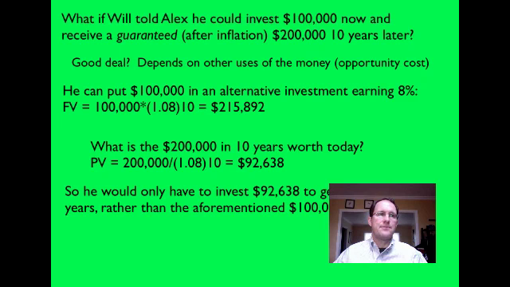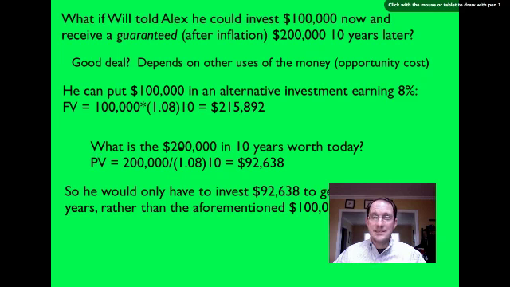Let's take another example. What if Will told Alex he could invest $100,000 now and receive a guaranteed $200,000 10 years later? Is it a good deal? I don't know. Depends on other uses of the money. Let's see what else he can do. He can put $100,000 in an alternative investment earning 8%. Well, let's see then what the future value of that $100,000 looks like. Future value equals, again, $100,000 times 1.08, that's the interest rate, to the 10th, and I'm sorry I didn't superscript this, $215,000.